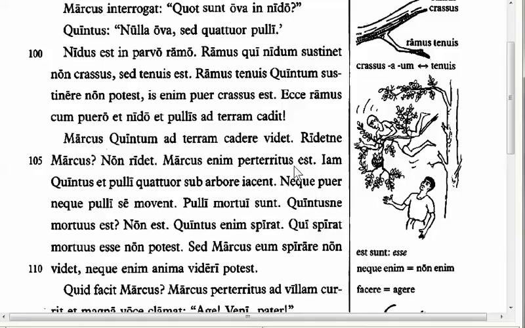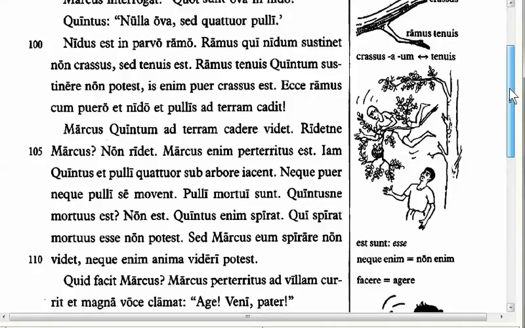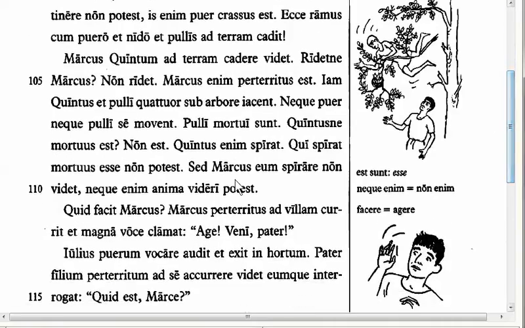And the last feature in the text I have to point out in this chapter is in line 112. And you see here where we have magna voce. "Marcus perterritus ad villam currit et magna voce clamat, age veni pater." So Marcus, terrified, runs to the house and shouts with a loud voice, magna voce. Here we have an ablative case, voce, magna voce, together with a loud voice.